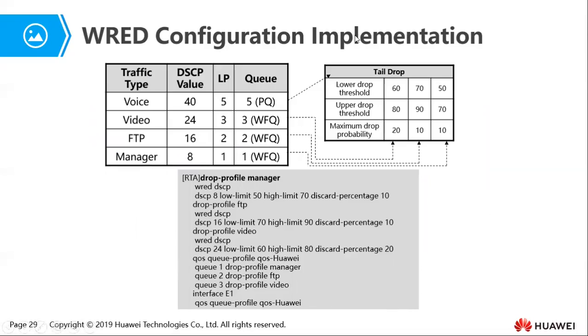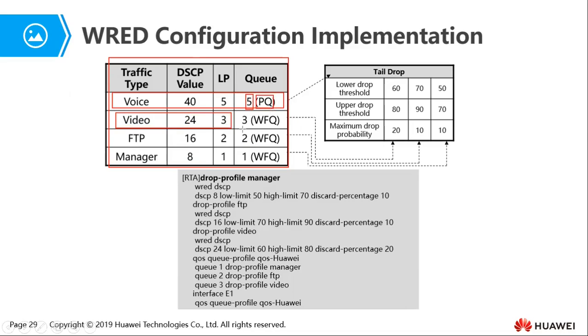Okay, so how to do that? Here is the planning table that we're doing. We want voice to have a DSCP value of 40, a local priority of 5, and we want to place it on queue number 5. Queue number 5 is going to be scheduled using PQ.